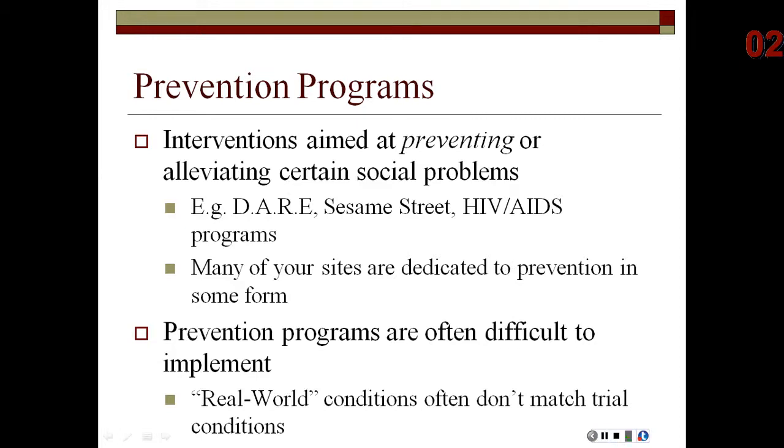In addition, prevention programs are often very, very difficult to implement, and this is mostly because the real-world conditions under which we try to implement various prevention programs don't match the trial conditions, right? So when we create a prevention program, we develop it under optimal conditions, and these optimal conditions weed out any extraneous factors that could influence the program. And so when we put the program into a real-world scenario, oftentimes these extraneous factors are reintroduced, and they affect the program, and that makes them really difficult to implement. And so we'll talk about some of that throughout this talk.